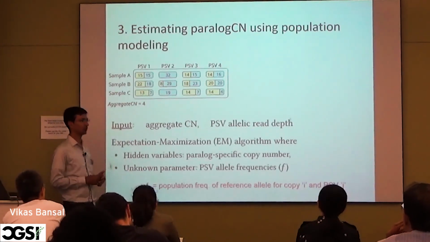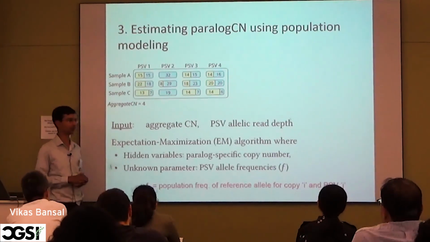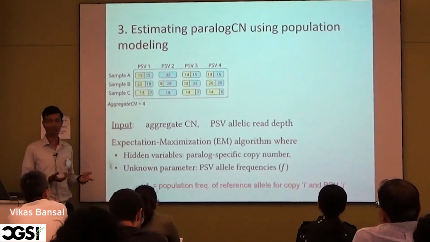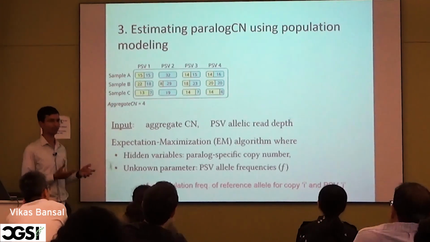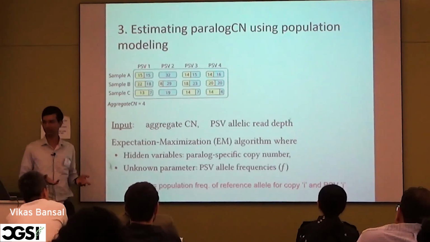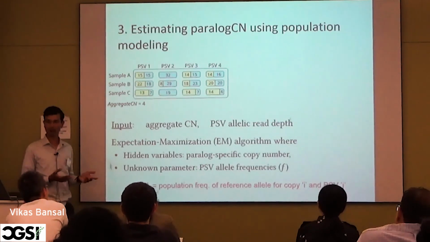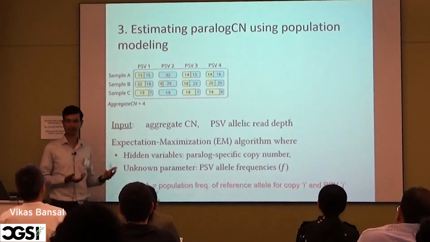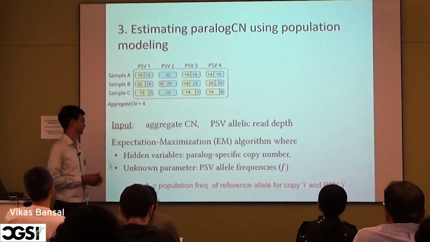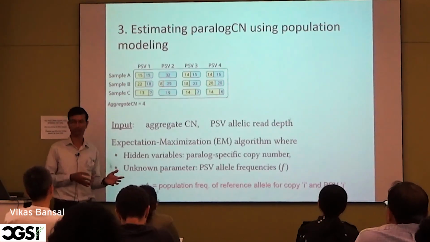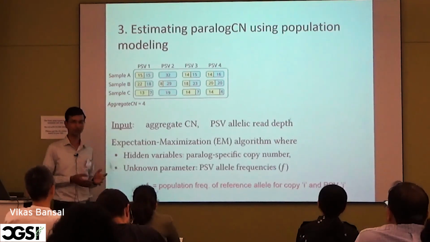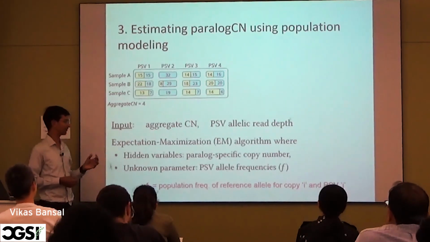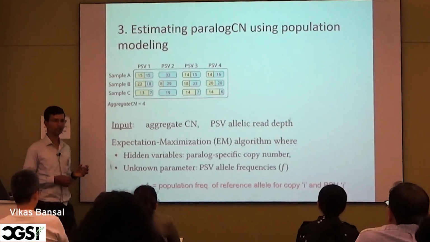But if I look at PSV2, I see 32 reads for the blue allele and 0 reads for the yellow allele. That tells me that probably we have 4 copies of copy B. Therefore, it's important to identify which PSVs are reliable and which are not, to figure out the paralog-specific copy number. So we have 2 sets of unknowns: which PSVs are reliable and which are not, and the paralog-specific copy number of each sample.